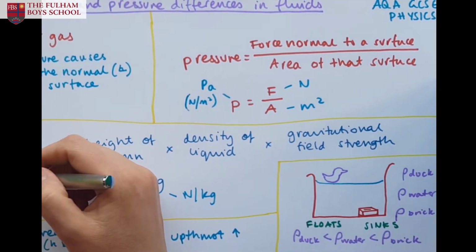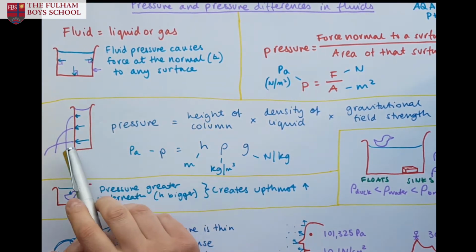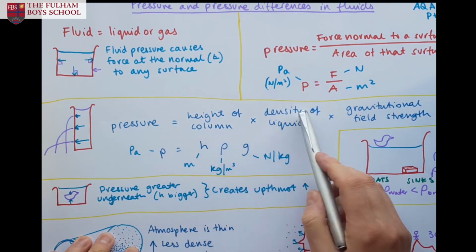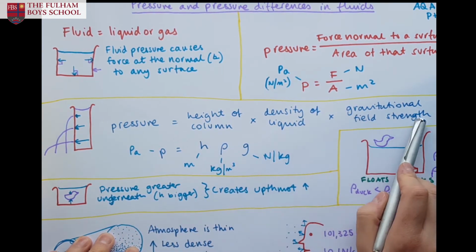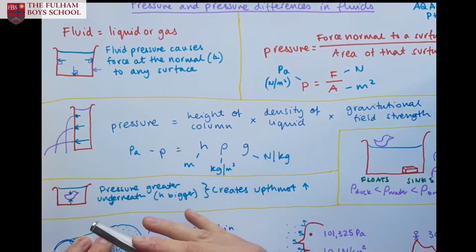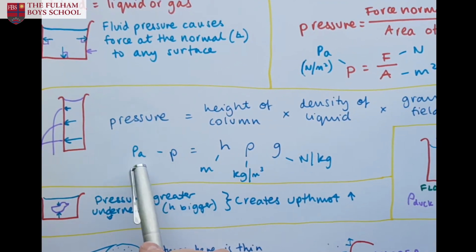If we have a column of water, the pressure calculation can be a bit more complicated. This equation you get given though: the pressure is equal to the height of the column times the density of the liquid times the gravitational field strength. The pressure in general in liquids is caused because of the weight of the liquid above you. So the lower down you go in the liquid, the more pressure there is.